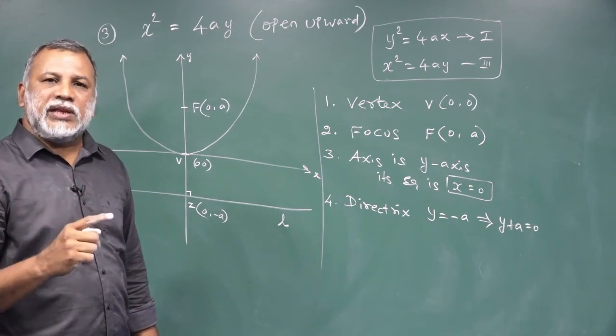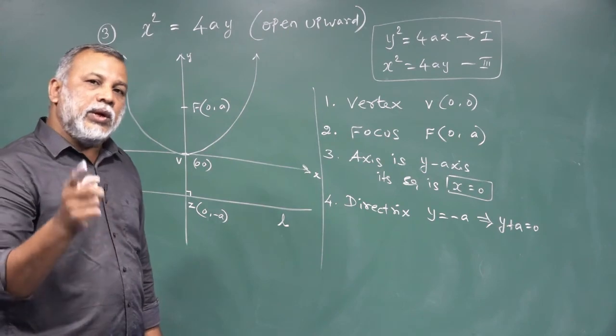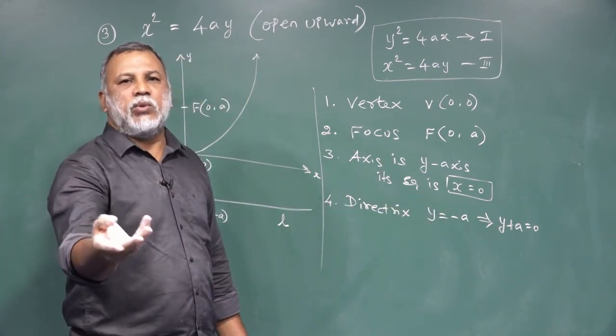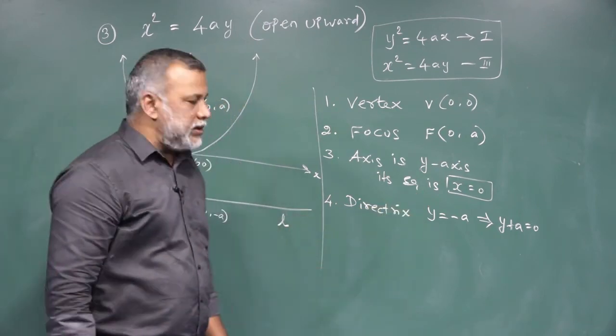What is the equation of the directrix in type number 1? In type number 1, x plus a equal to 0. So x is replaced with y. So y plus a equal to 0.